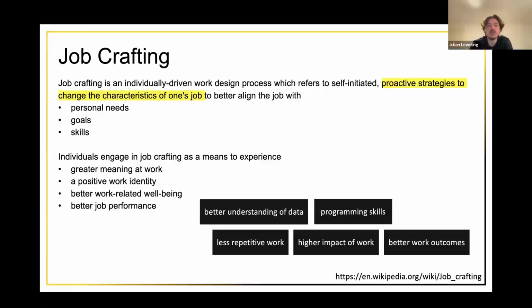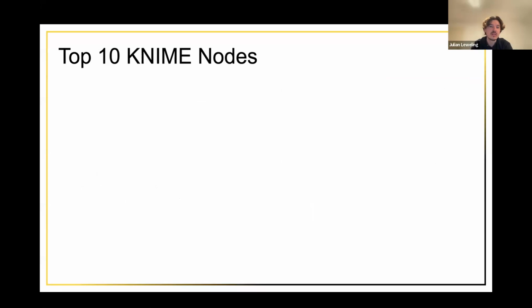In my job, I was able to try out and use Knime. I put in this slide here: job crafting is a psychological construct. It's about proactive strategies to change the characteristics of one's job, of my job. What Knime did for me was that I was able to better understand the data. I was developing programming skills. I was able to do less repetitive tasks and work. My work had a higher impact and the work outcomes became better. And so Knime really changed my job. And this is what I did over the last years in my department in various use cases.